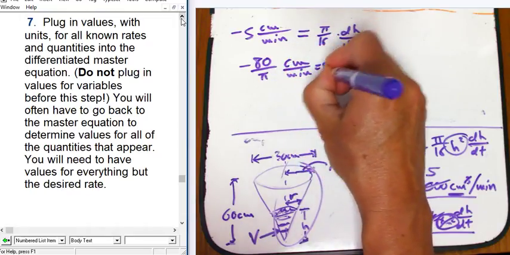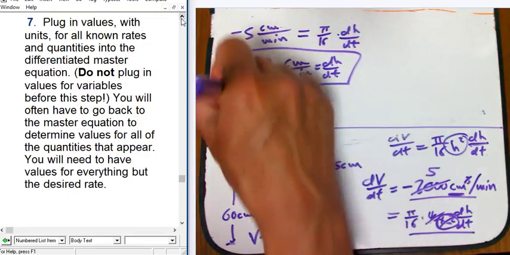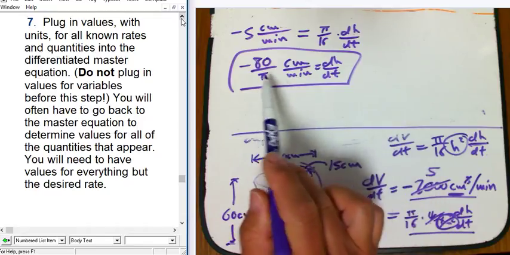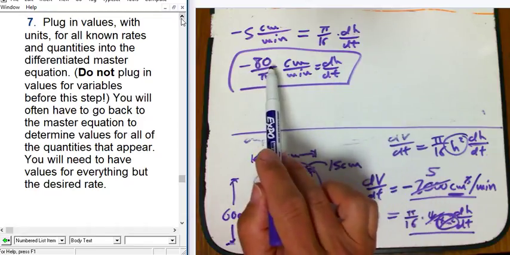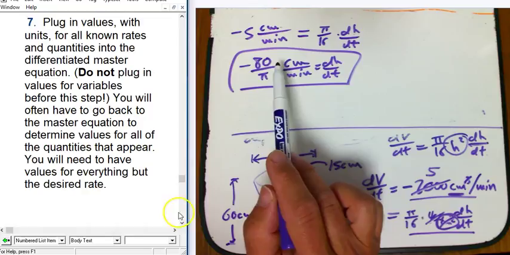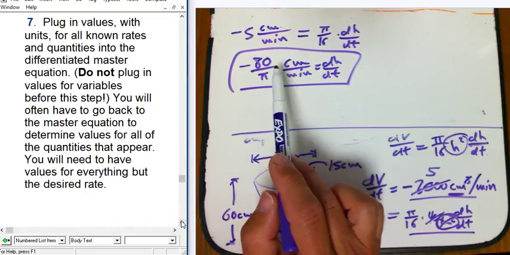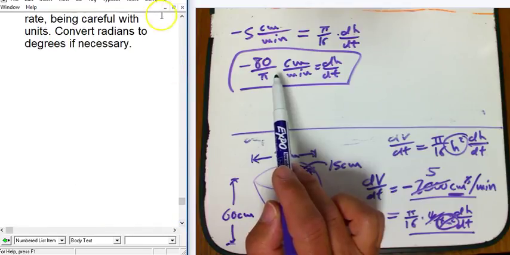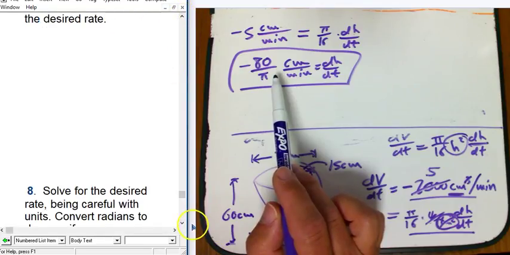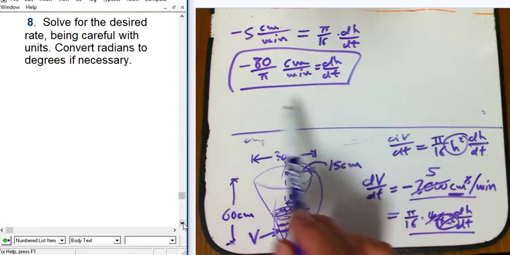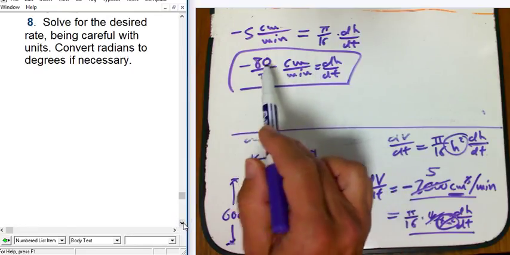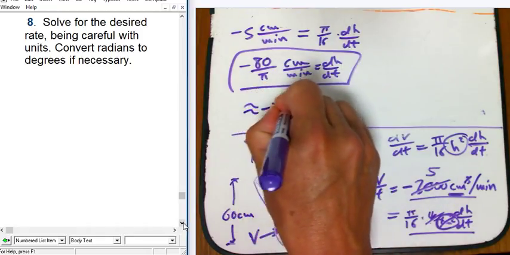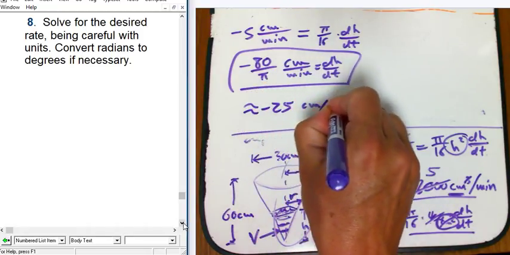This equals dh/dt. Notice you want to check: is it coming out to be the sign you think it should be? It's going down. If the water is leaving the tank, then h is decreasing, the height or depth of the water level is decreasing. So we plugged in, we solved, we were careful with units. That's step 8 right there. No radians or degrees. And minus 80 over pi is roughly minus 25 centimeters per minute.